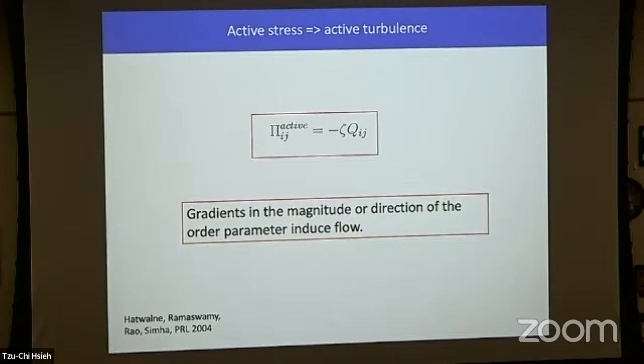It's the same sort of thing. If any of these terms vary from place to place, you will get an extra stress. And this is not in that derivation, and you'd have to start again to look at those differences.